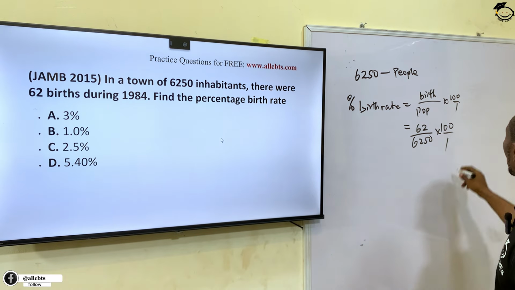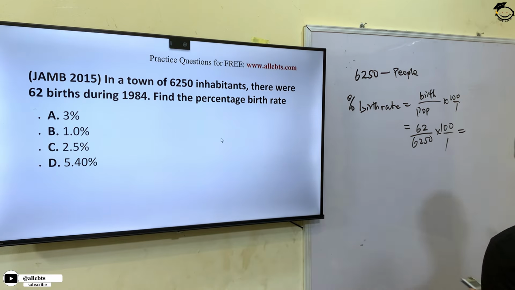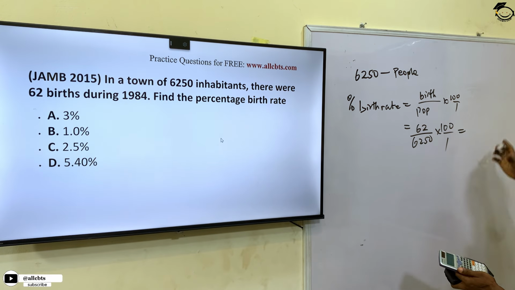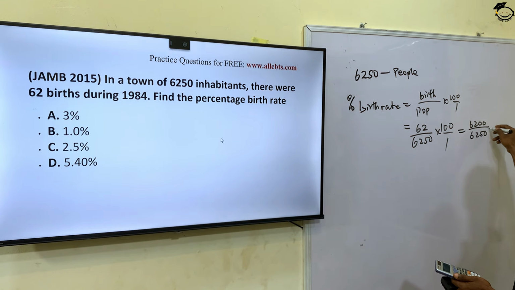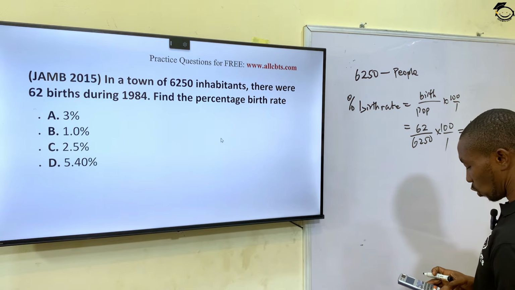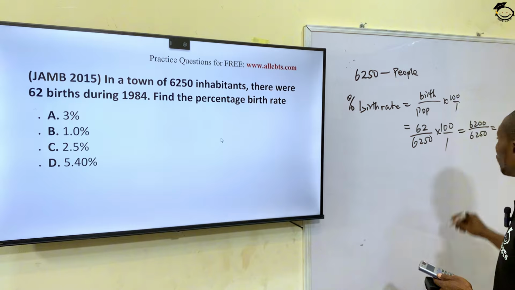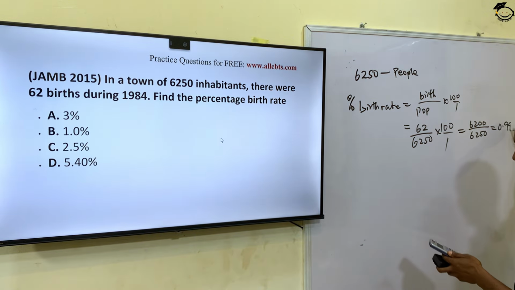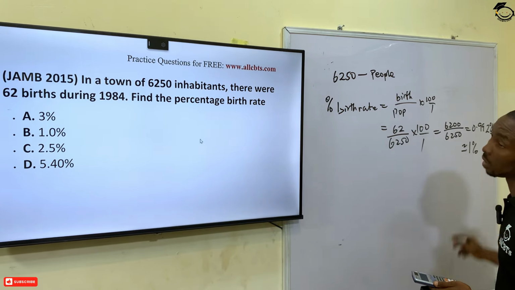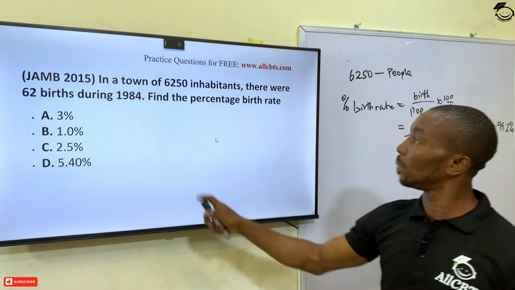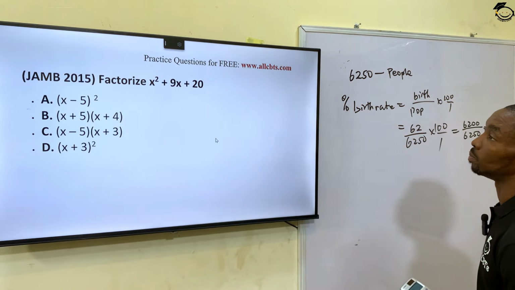Now, if we calculate this, we will be having 6,200 divided by 6,250. 6,200 divided by 6,250 would give us 0.992%, which is approximately 1%. So the percentage birth rate will be approximately 1%, which is our option B.